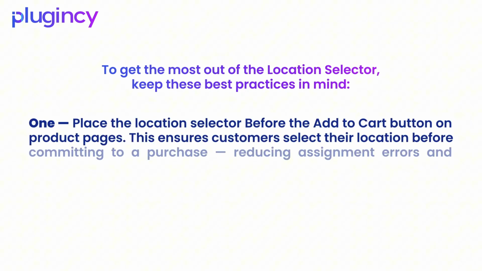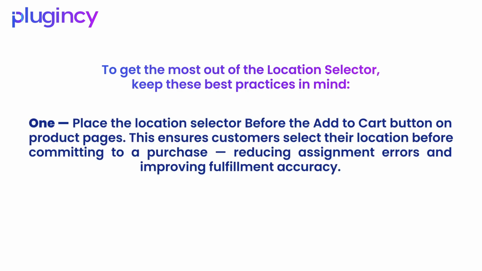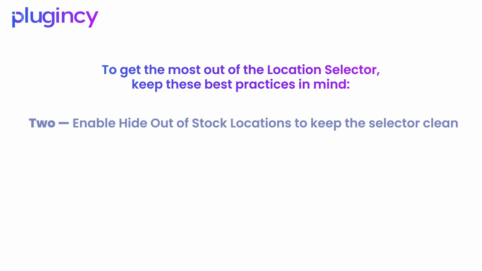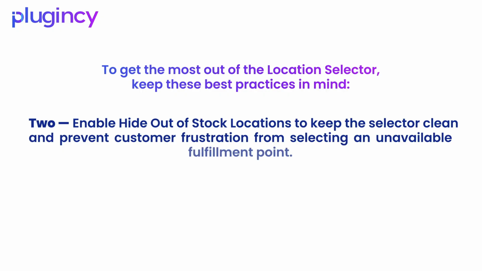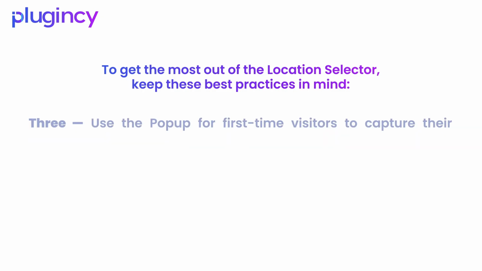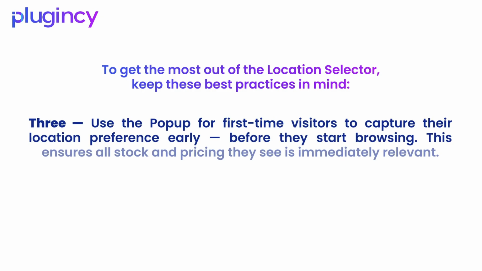1. Place the location selector before the Add to Cart button on product pages. This ensures customers select their location before committing to purchase, reducing assignment errors and improving fulfillment accuracy. 2. Enable hide out of stock locations to keep the selector clean and prevent customer frustration from selecting an unavailable fulfillment point. 3. Use the pop-up for first-time visitors to capture their location preference early before they start browsing. This ensures all stock and pricing they see is immediately relevant.